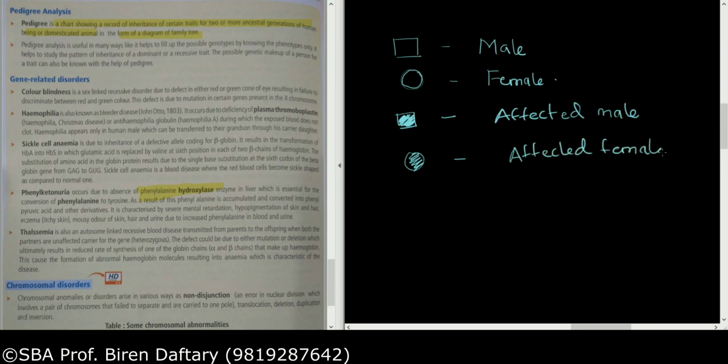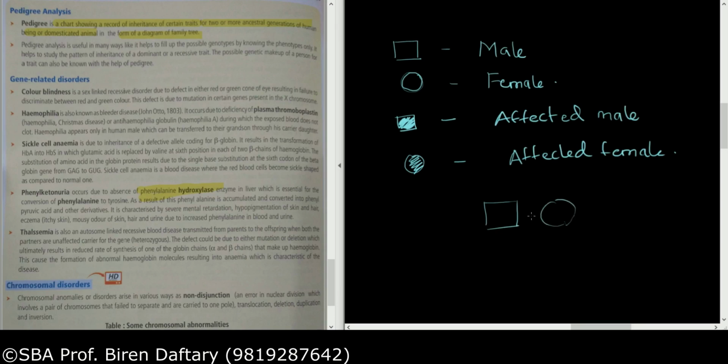Now when you are showing the cross between a male and female, normally in pedigree charts, it is shown like this. The box and the circle are connected with a single line. So this indicates a cross of male and female. You remember we do crosses XY into XX. That same thing, when you want to show it in a pedigree, you will show it like this. This single line means that there is a cross.